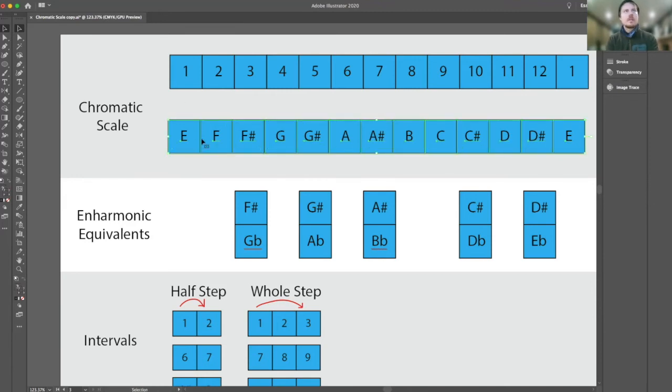E goes right into F and B goes right into C. Everything else has a buffer note, a note in between. There's an F sharp in between F and G. There's a G sharp between G and A. There's an A sharp between A and B, C sharp between C and D, and there is a D sharp between D and E. All right.